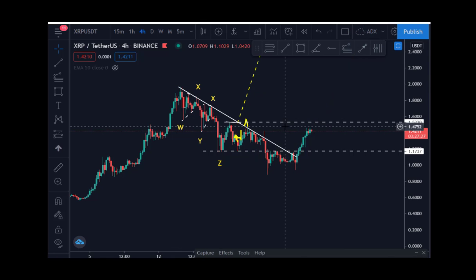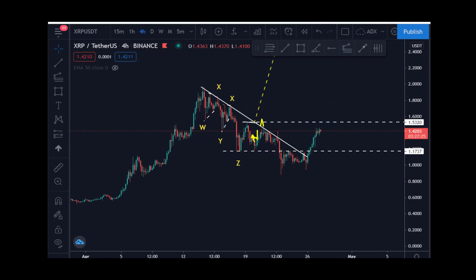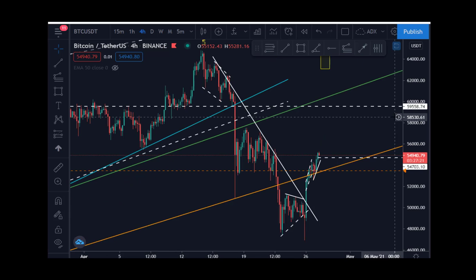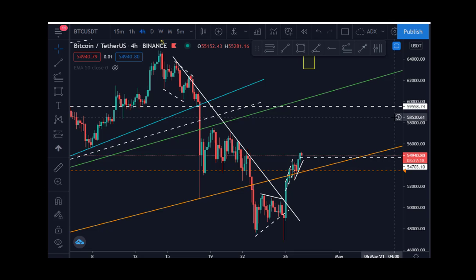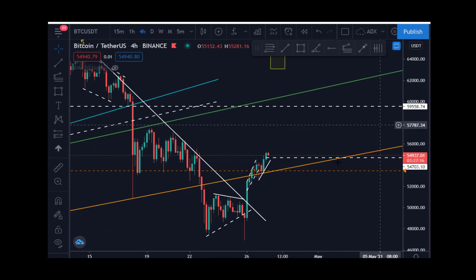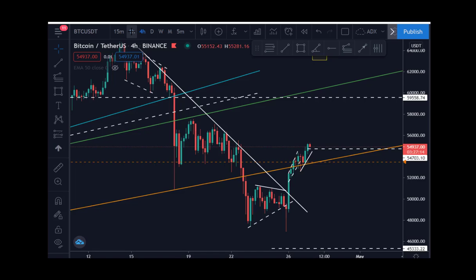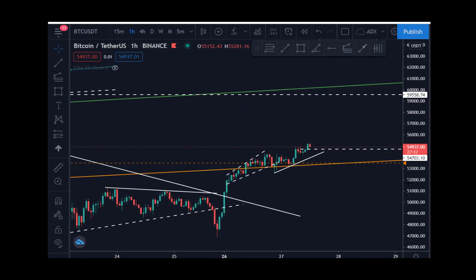Okay, guys. So I think Ethereum and Bitcoin are very, very attractive now. So don't miss out on this wave, guys. Don't miss out on this. And I'll keep updating you guys on the latest development of it.